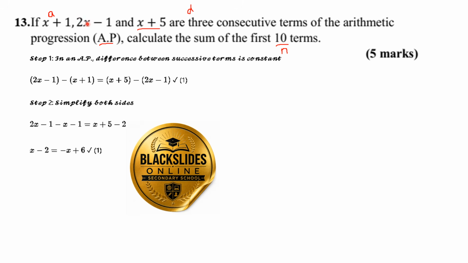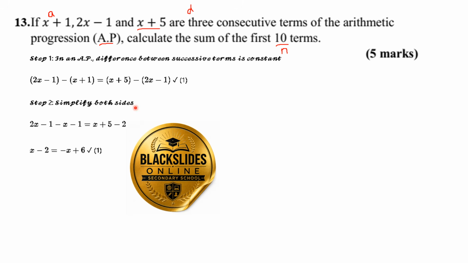So the common difference is this term minus the first term, which is, removing these brackets, x plus 5 minus 2x minus 1. The common difference can be obtained by subtracting 2x minus 1 minus x plus 1 here, or you can also get it by subtracting 2x minus 1 from x plus 5. It's the same thing.